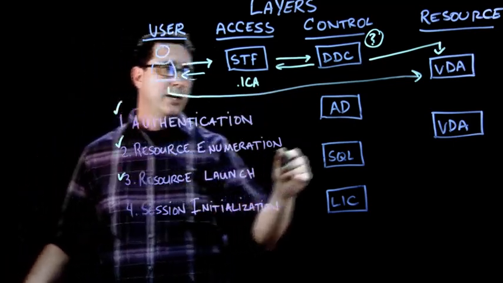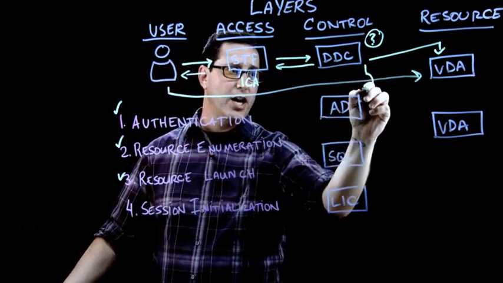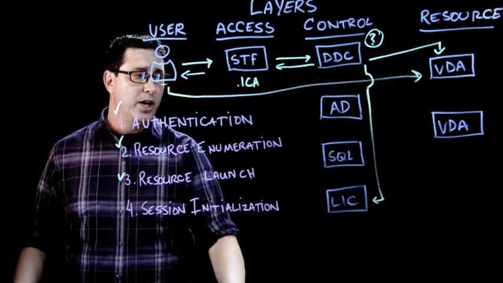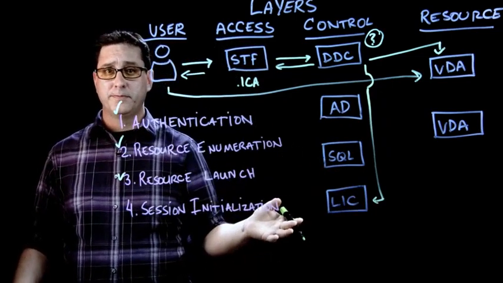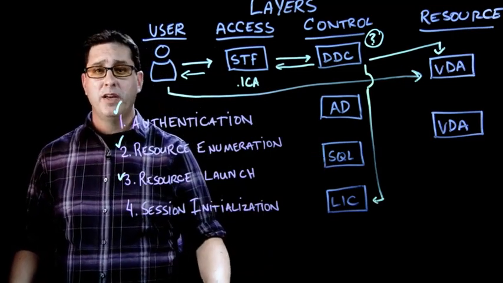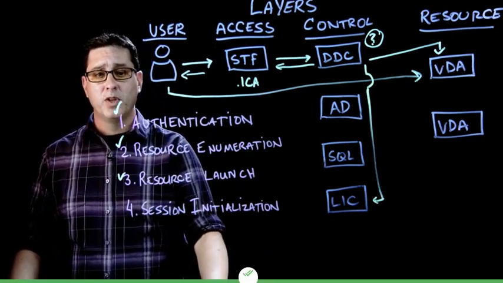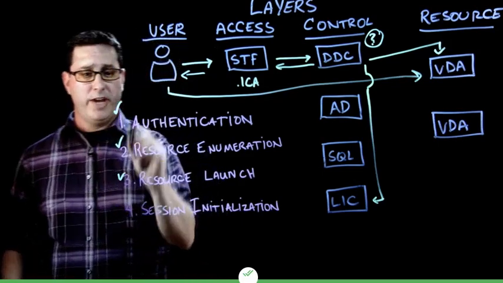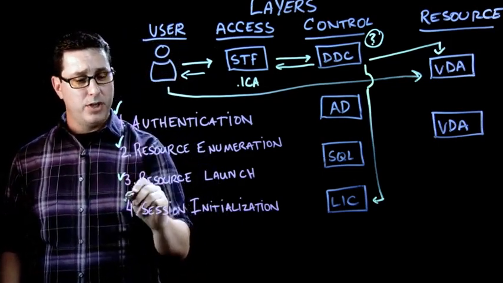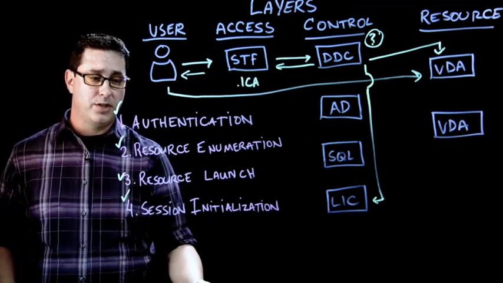Once complete, that app session is being displayed now on the user's endpoint, and the DDC knows that it's okay, I'm going to go ahead and check out a license to allow that user to continue working. So now the user is able to fully interact with that application or desktop, and our launch process is complete. We've gone through the user authentication phase, we've completed the resource enumeration phase, we've completed resource launch, and now we've finally completed the session initialization phase.